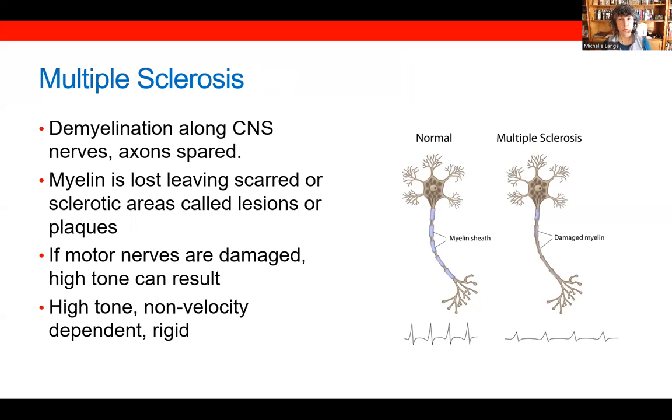But with multiple sclerosis in an adult, myelin begins to be lost in certain areas, and that can leave those areas scarred or sclerotic, hence the term multiple sclerosis. And these areas where myelin has been lost are called lesions or plaques. If the motor nerves are damaged, then high tone can result. This can lead to damage of motor and sensory nerves. And that tone tends to be high, non-velocity dependent, and rigid.